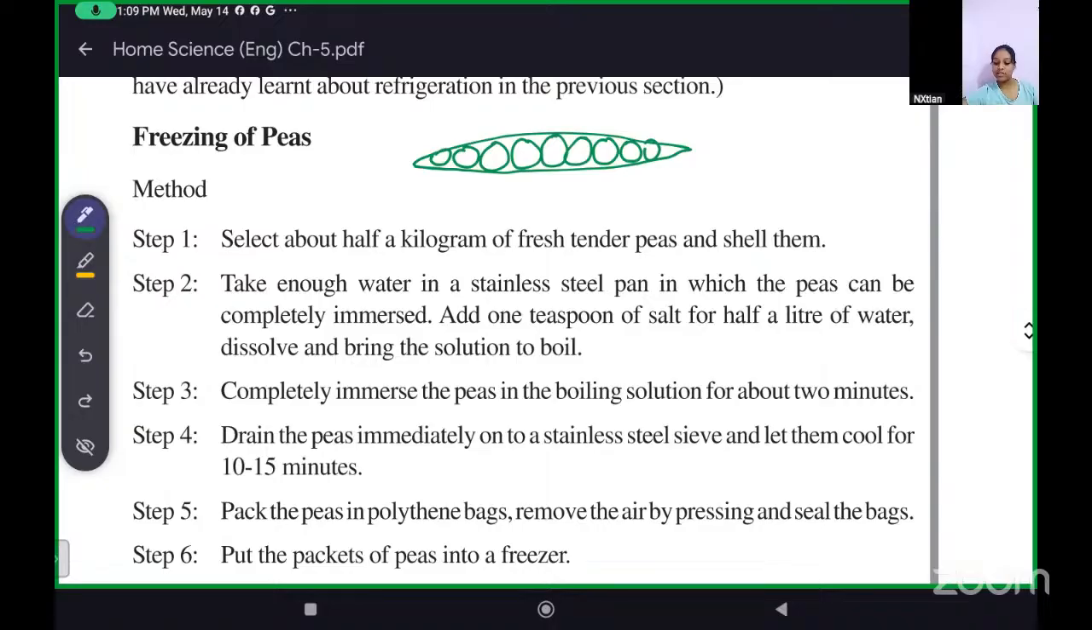How to do that? So select about half a kilogram of fresh tender peas and shell them. Shelling means take out this covering. Take out this covering means shelling them. Okay, taking out the covering.